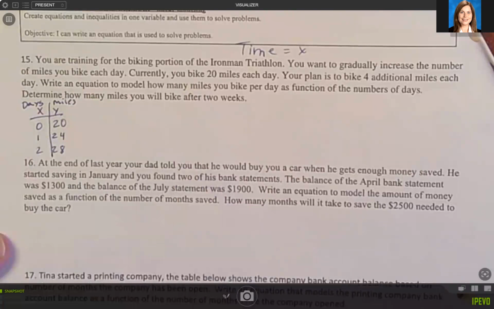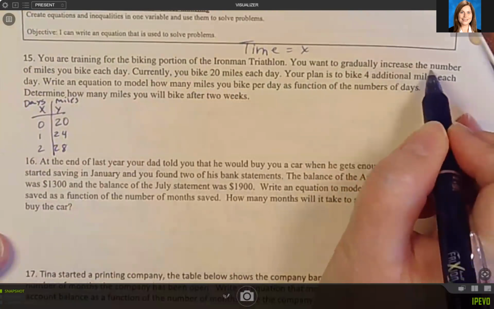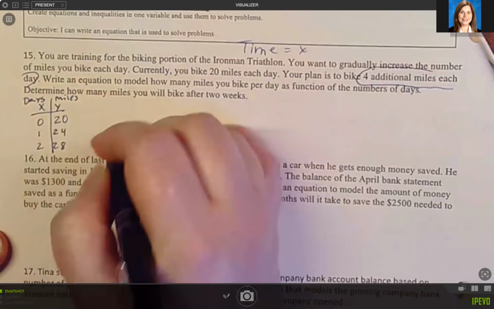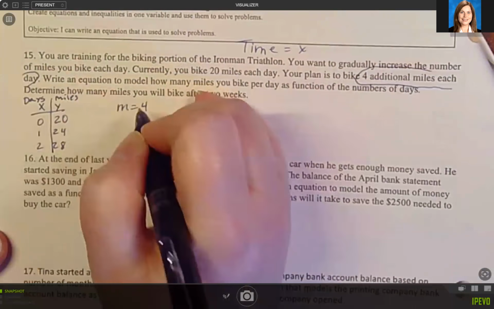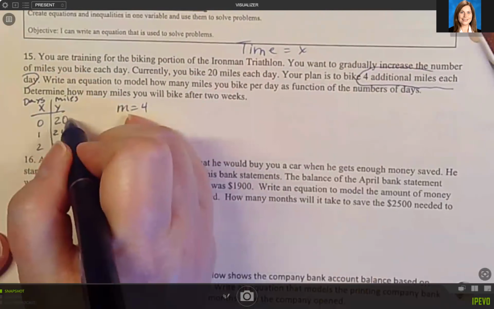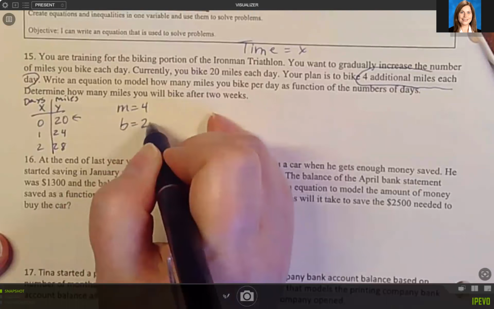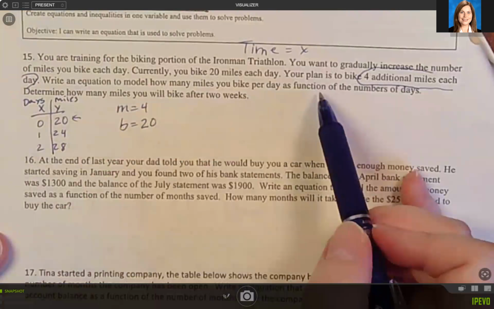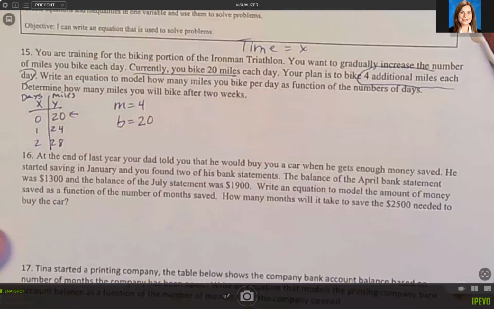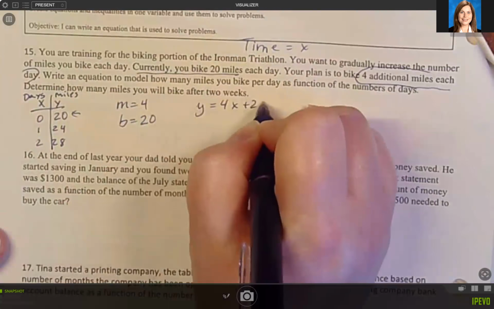Okay, so our equation will be: our increase here is 4 additional miles per each additional day. So that's our rate of increase, 4. Our rate of increase is m, our slope. Our starting amount is 20, so at the beginning, our current number of miles per day is 20. So the equation would be y equals 4x plus 20.